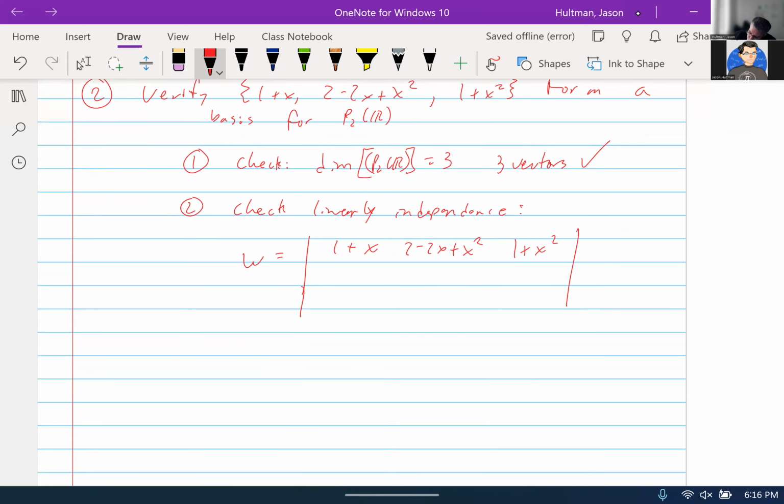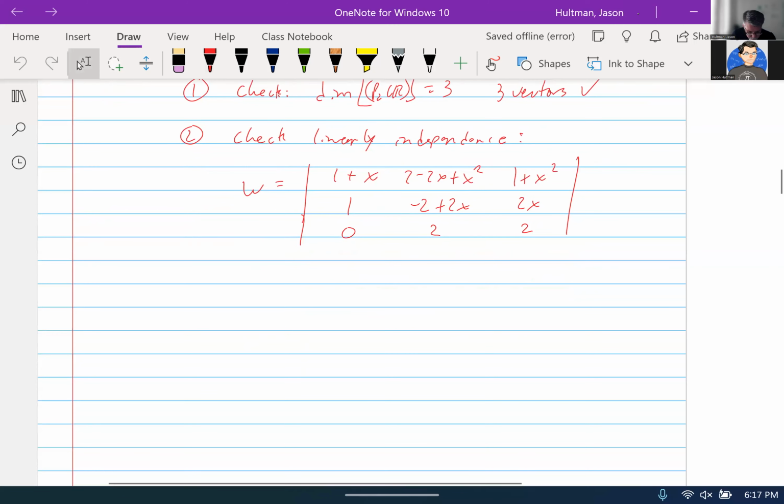Okay, 1 plus x is going to go to 1 and then 0. 2 minus 2x plus x squared, that's going to go to negative 2 plus 2x, and then it's going to go to 2. Okay, 1 plus x squared, that's going to go to 2x and then 2. So now we just want to find the determinant of this thing.